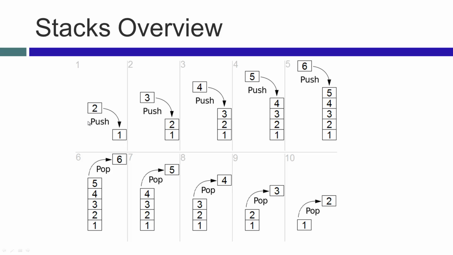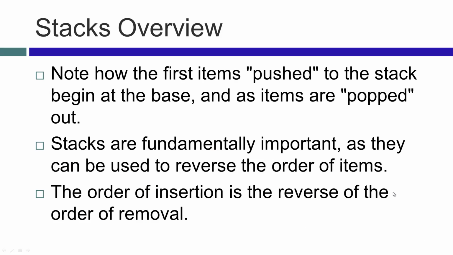Now when you're removing items from a stack, the last in is the first out. For instance, 6 was the last one to go in, so it's going to be the first one to come out. When you're popping the items off, you're taking them off from the very top of that stack. Note how those first items being pushed to the stack begin at the base, and as the items are popped out.